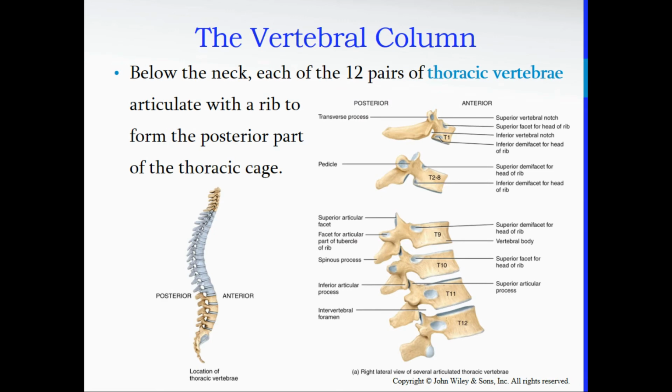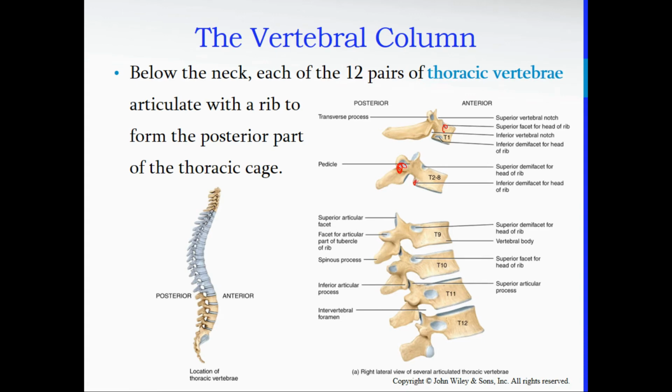Below the neck, each of the 12 pair of thoracic vertebrae articulate with a rib to form the posterior part of the thoracic cage. So what to look for when you hold up a thoracic vertebrae are these little notches right here on the end of the transverse process, and a little bump right there.